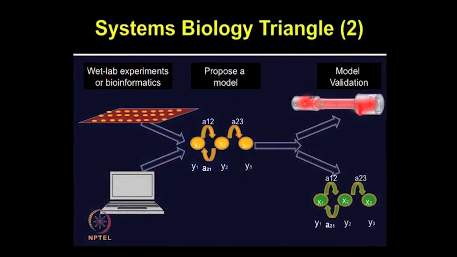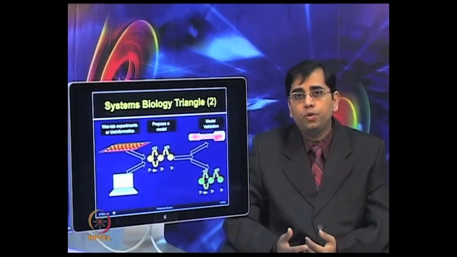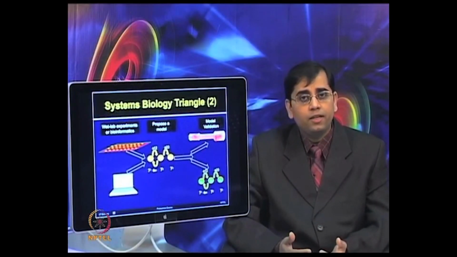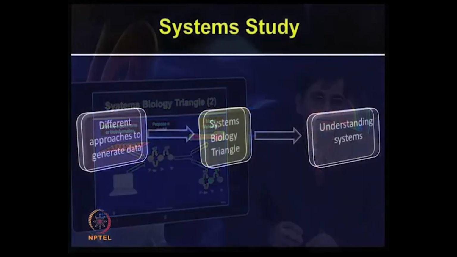In the systems biology triangle, wet lab experiments or bioinformatics based data analysis can be used to propose a model. The model building is an aid to understand the complex system, and some hypotheses can be generated which could be used further to propose more quantitative models or predictive models, and also they can be used with independent techniques for model validation.